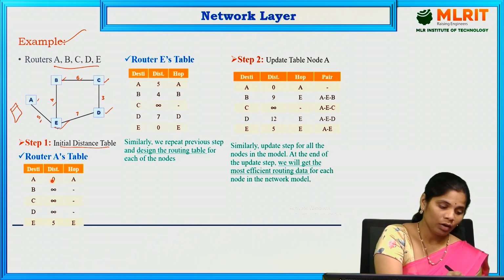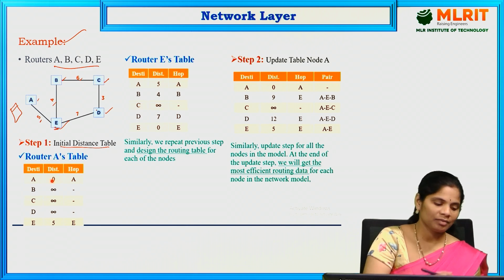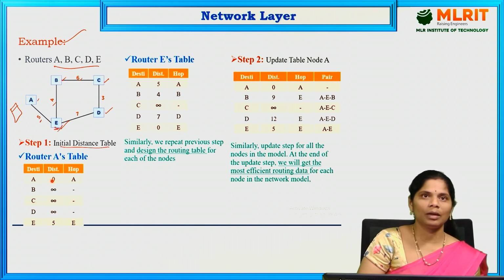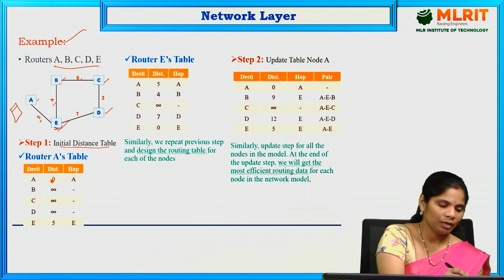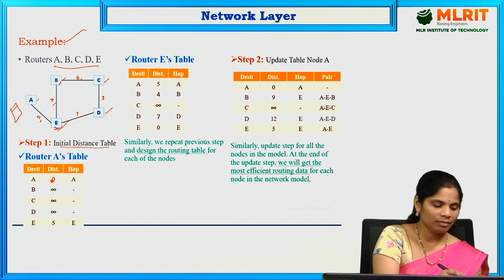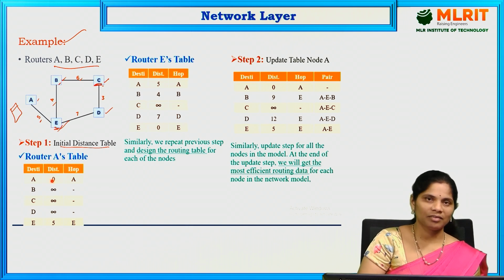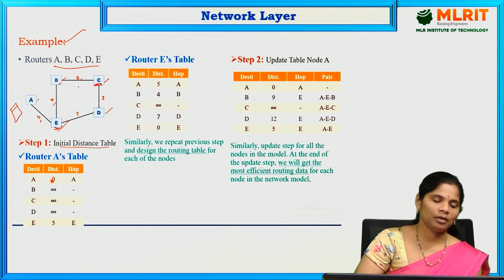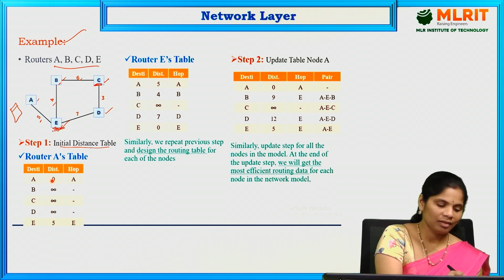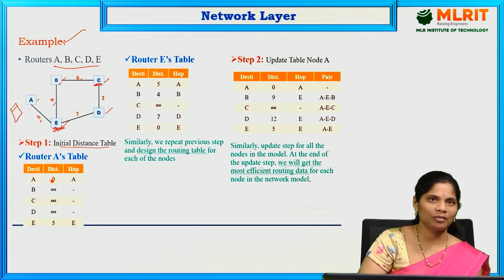For E, who are the nearest neighbors? E to A, E to B, E to D. That means 3 neighbors are there. For E, the neighbors are A, B and D. And coming to B, what are the neighbors of B? That is E and C. And coming to C, the neighbors of C are D and B. Like that, here are the neighbors. These are the direct links, meaning communication between the neighbors.